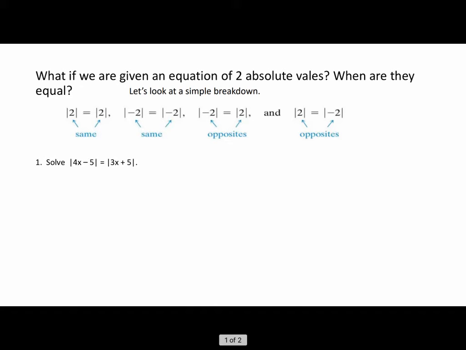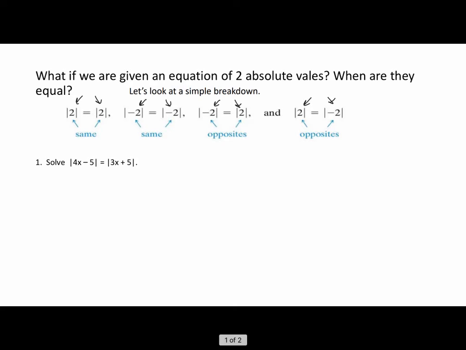What if we're given an equation that has two absolute values in it? When are they equal? Let's look at a simple breakdown here. If what's inside the absolute value is positive, then they're both the same. If what's inside the absolute value are both negative, then they're both the same. Or you can have one negative, one positive, and one positive and one negative. And those are just opposites of each other.